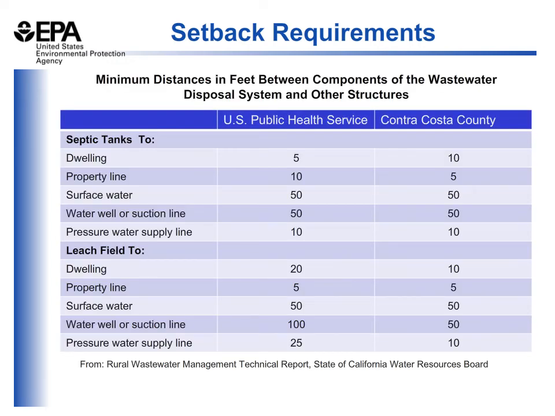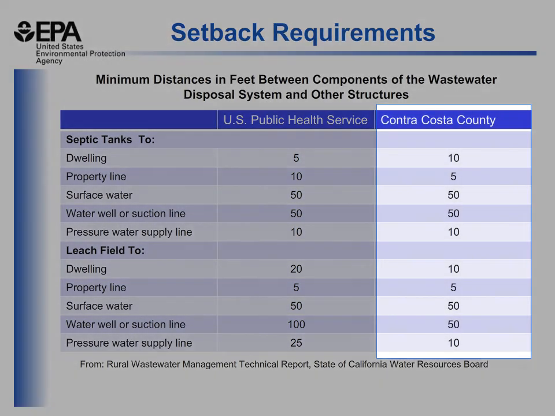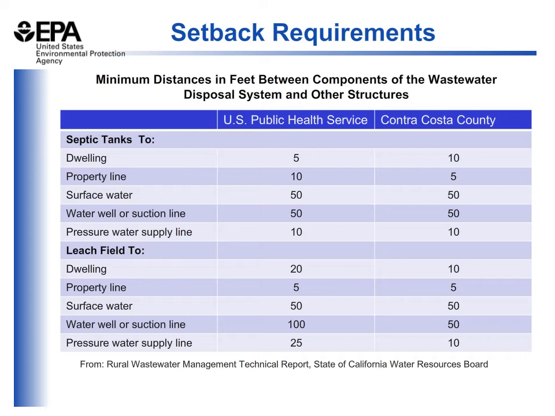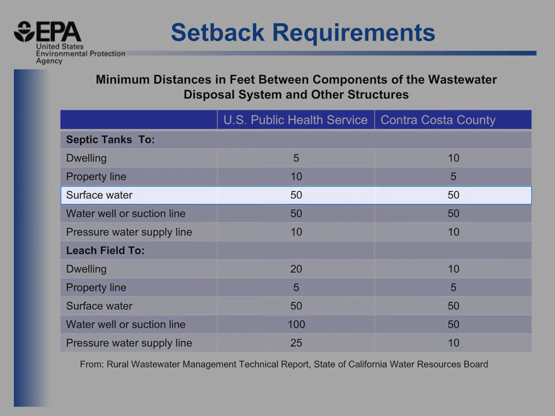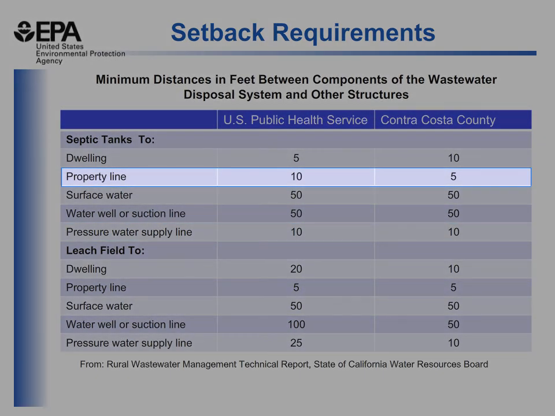This table shows 2 examples of setback distances used to regulate the location of septic systems in different parts of the country. The U.S. Public Health Service has a recommended distance for setbacks to dwellings, property lines, and other features. Similarly, Contra Costa County in California has setback distances. Many of them are similar, although you'll see a couple of differences. If you look at the setback distance between a septic tank and a surface water, in both situations there must be a 50-foot distance between the septic tank itself and the surface water. The distance to a water supply line that's under pressure in both situations is 10 feet, and the distance to a property line is 10 feet under the U.S. Public Health Service criteria and 5 feet in Contra Costa County.